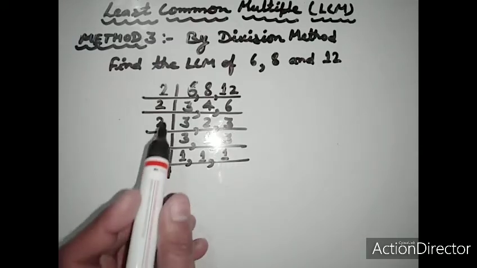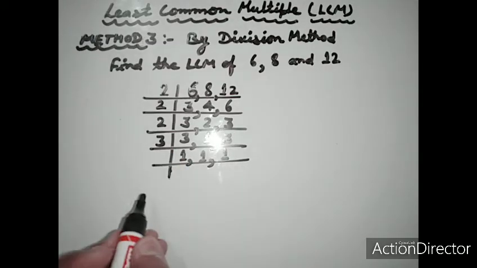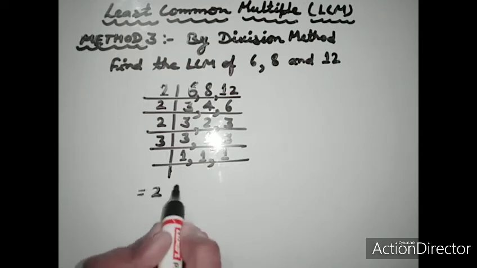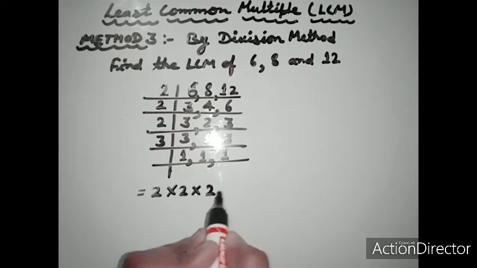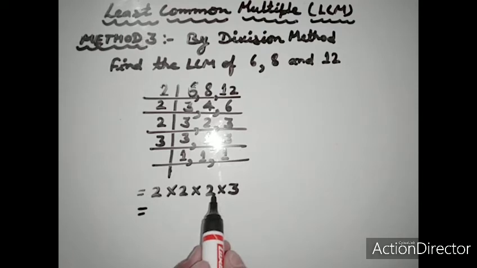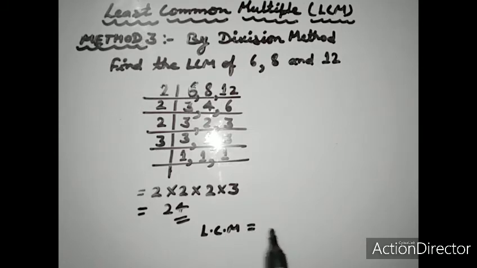Now here we write all these factors, right? So here we write 2 multiply with 2 multiply with 2 and multiply with 3. So when we multiply all these numbers, 2 2s are 4, 4 2s are 8, and 8 3s are 24, right? So we say that the LCM of these three numbers 6, 8 and 12 is equal to 24.